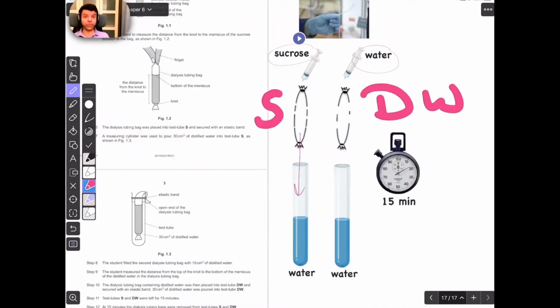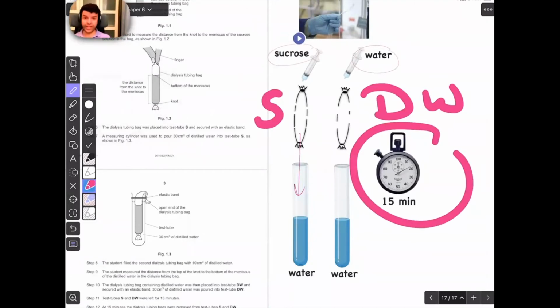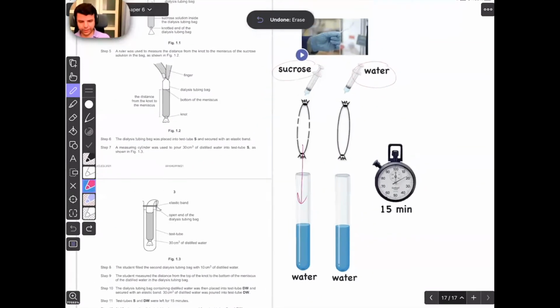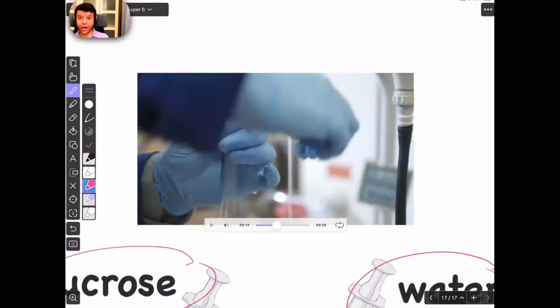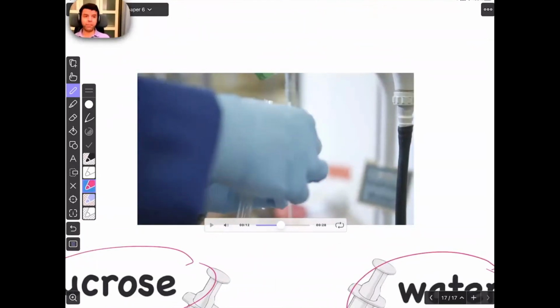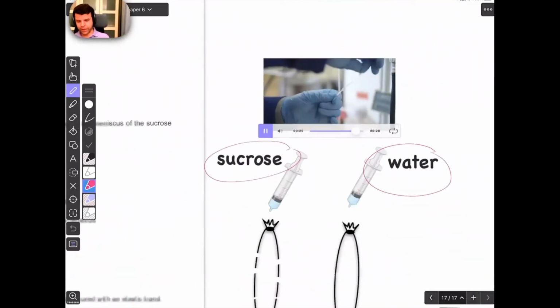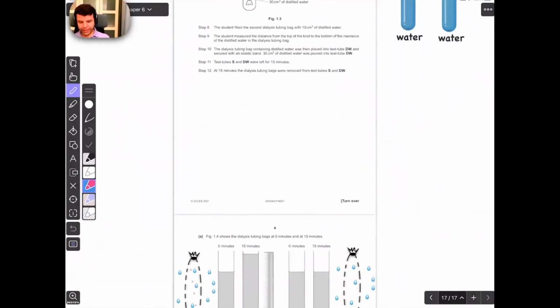DW for distilled water. We're going to put them into a larger test tube, and then we're going to wait for 15 minutes and see what's going to happen. Okay? All right, so that's the thing. Again, we take that tube, fill it up, tie it from both ends, and put them into a large test tube.